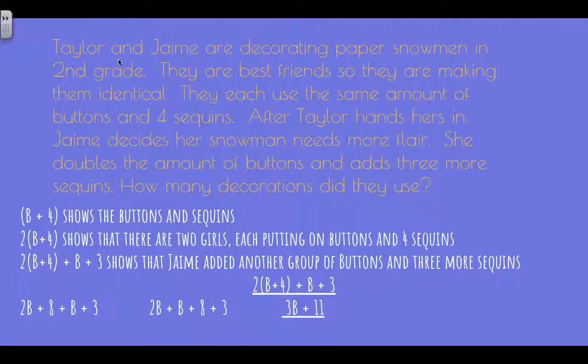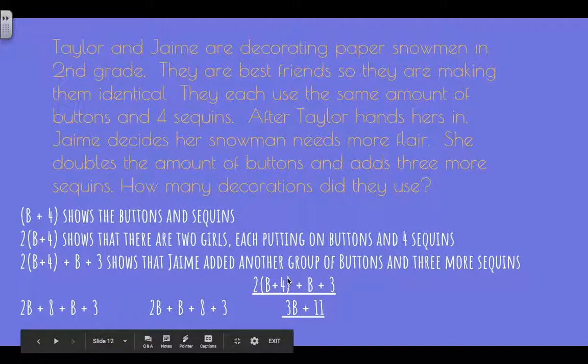So Taylor and Jamie are decorating paper snowmen. They each use the same amount of buttons, but we don't know how many that is. B shows how many buttons they use. We don't know, we can't make it up. And 4 sequins, so also 4. Since they're both making it, we do that 2 times. There are 2 girls, they both put on the same amount. Later on, Jamie doubles her buttons, so she's added another group of the same amount of buttons, and also 3 more sequins. 2 parentheses b plus 4 close parentheses plus b plus 3 would be the expression that shows this word problem.